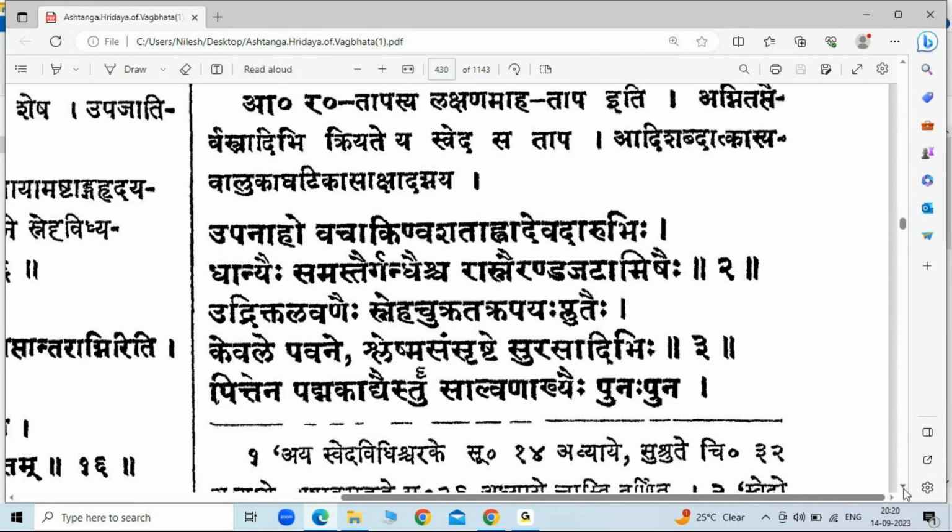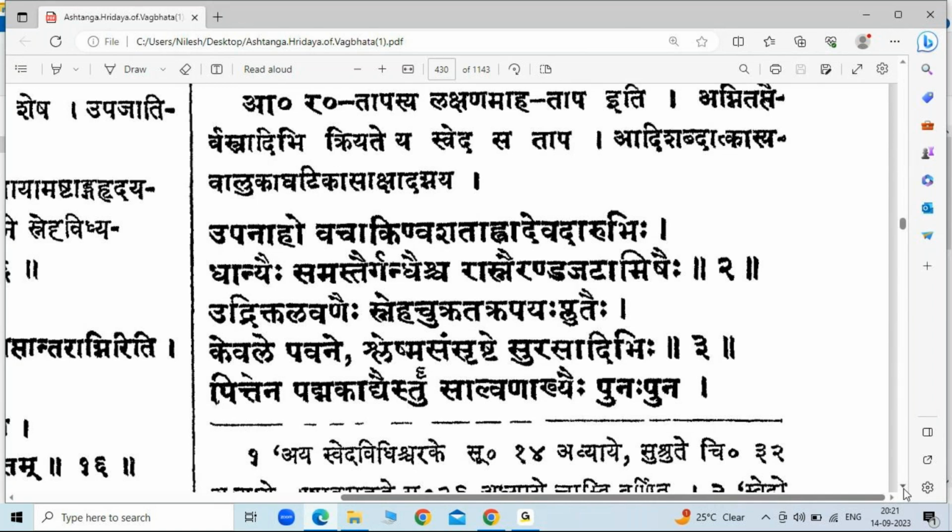So vacha, kinva, shatahva. Shatahva is very familiar. Then devadarubhihi, dhanyaihi. The dhanya family is very big, so the number or the name is not specified. You can use the available dhanya, as we are using many types of dhanya. Whatever is available can be used, no problem.